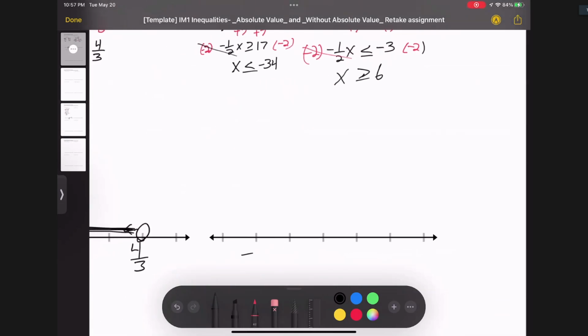So this is going to be -34. It doesn't have to be to scale. I'm just going to say that this is -34. And just to prove a point, I'm just going to say that this is, say, 6. You could put the 6 right here. It does not matter. I just wanted to make it clear.